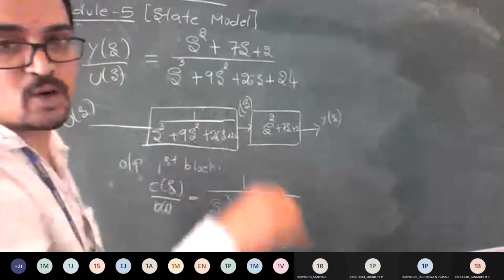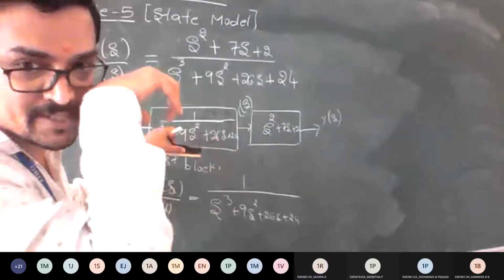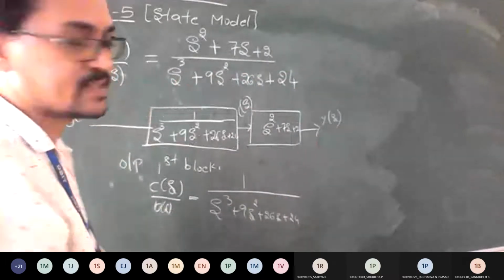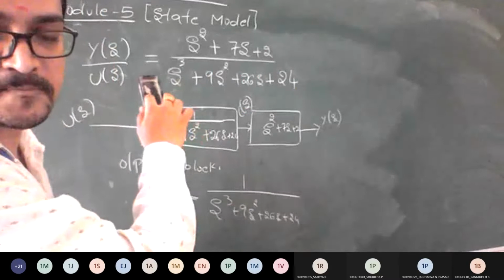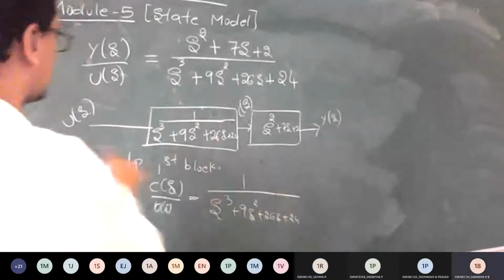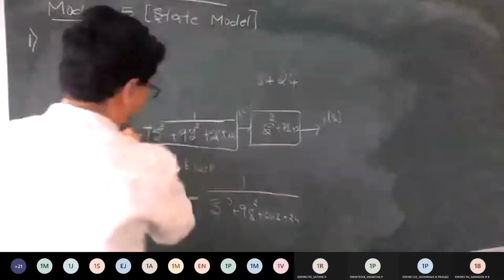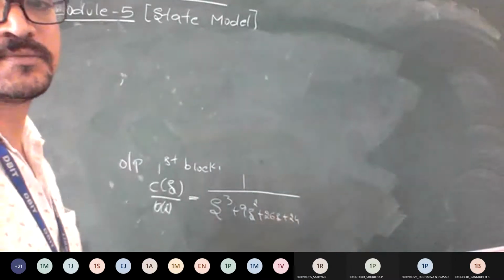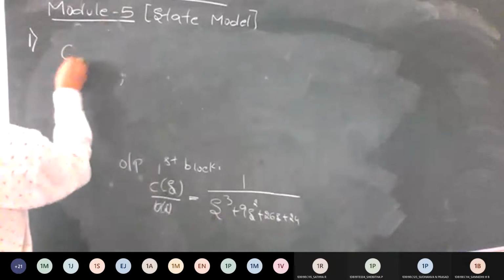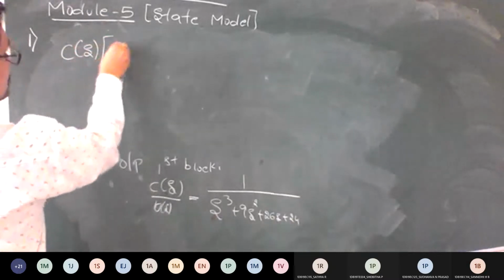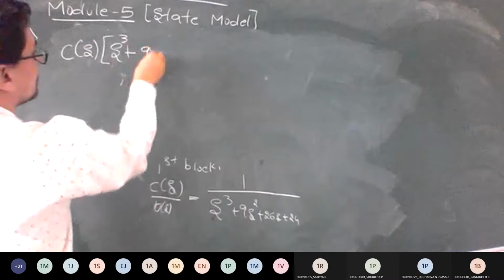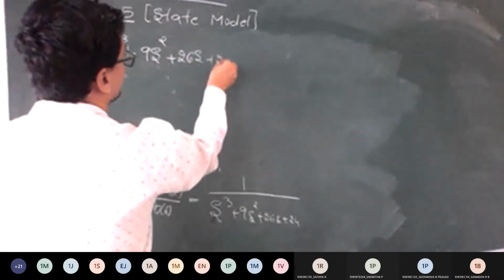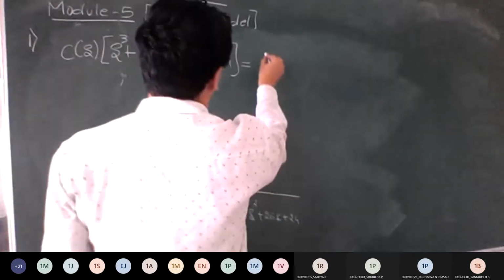I hope till here it is copied: the question followed by this diagram. I will erase this because on that side the clarity is not visible, so let me go with here only. Shall I erase here? Is it okay? So now tell me, after taking this cross multiplication, how exactly does the equation look? C of S into S cube plus 9S square plus 26S plus 24 is equal to U of S.